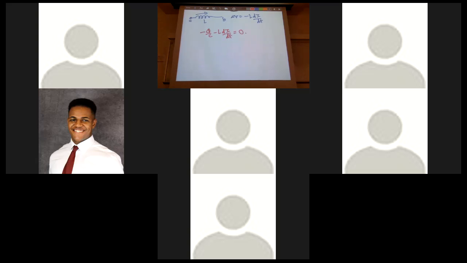Now remember though that I, by definition, is equal to the change in charge divided by the change in time, which means that this becomes L times the second time derivative of the charge plus Q divided by C equals 0. Or finally, if we divide by L, we get the second time derivative of the charge plus 1 over LC times the charge equals 0.